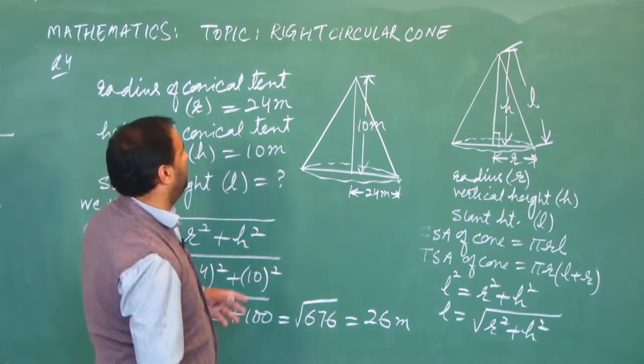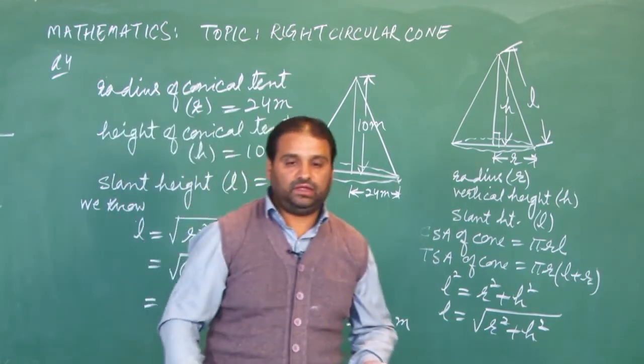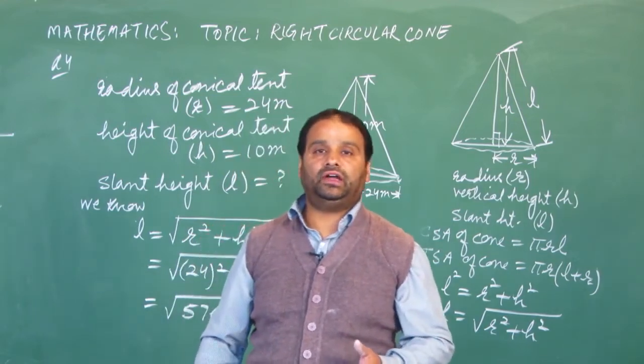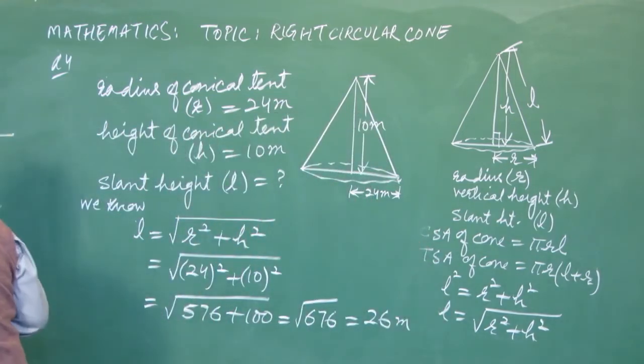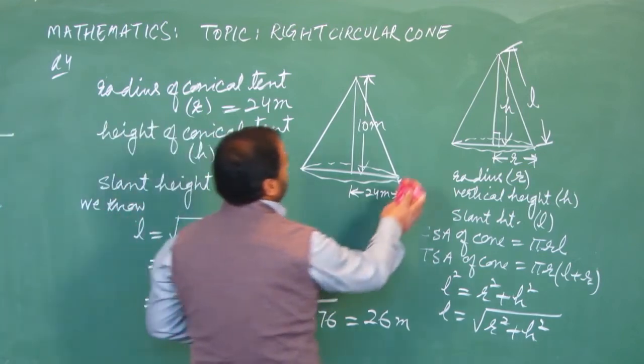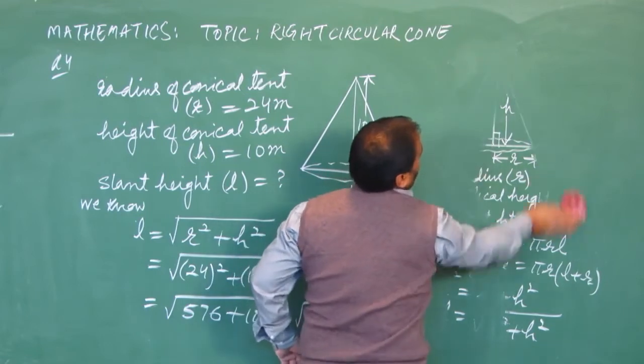Now, we need to find out the canvas used in making of that tent. To find out the canvas used, we need to find the curved surface area of the cone.